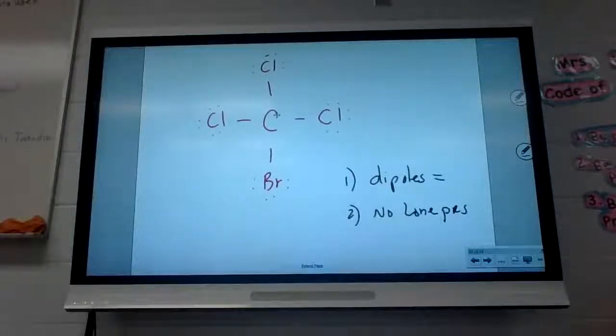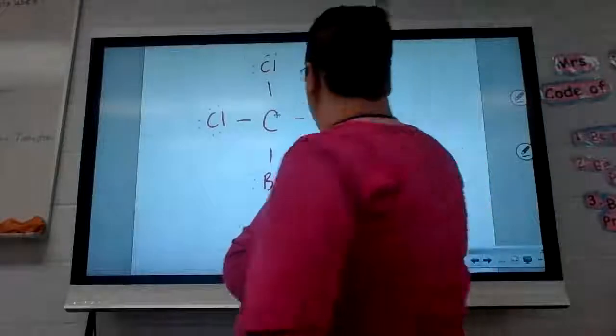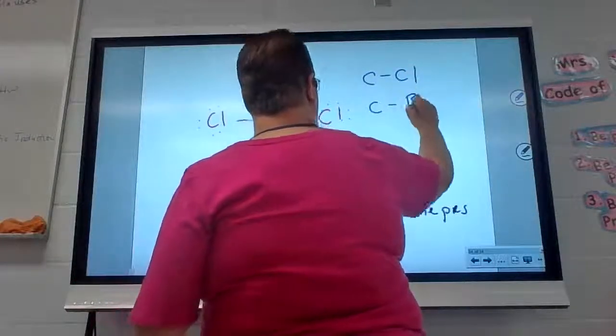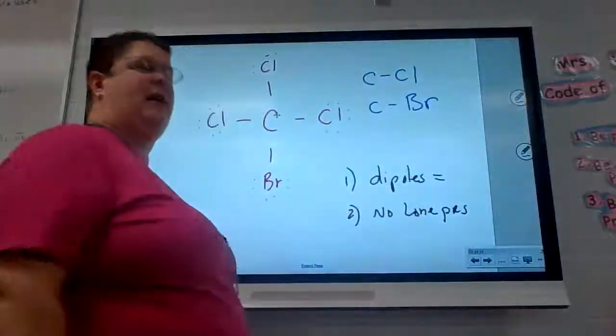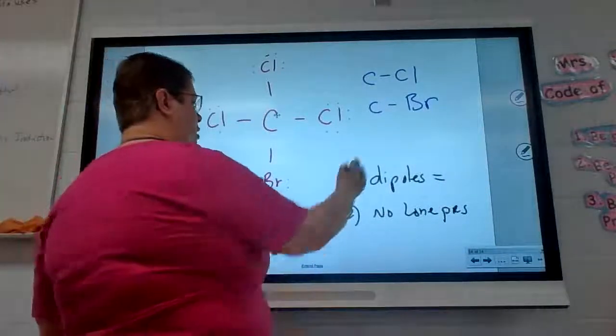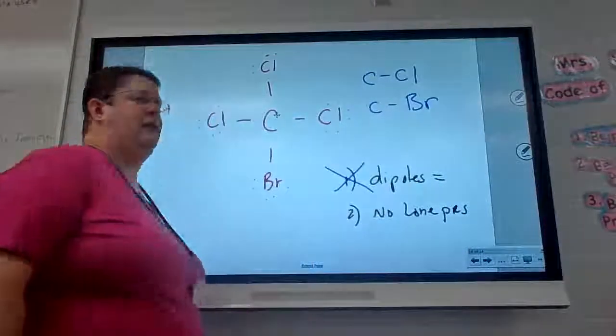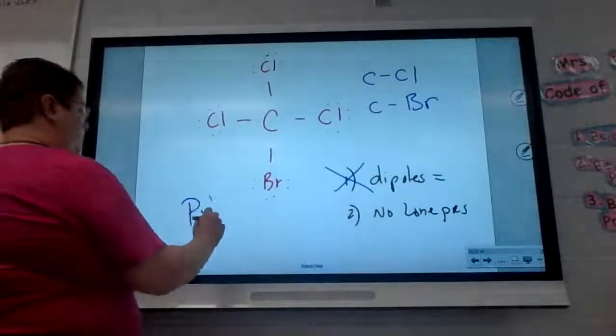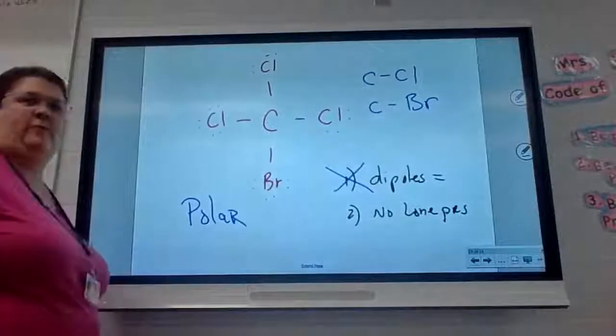The BR. Okay. When you look up here, 3 of the bonds are CCl and 1 of the bonds is CBr. As soon as you can tell 3 are carbon and chlorine and 1 is CBr, this one automatically defaults. You know what? It's polar. Are you with me?